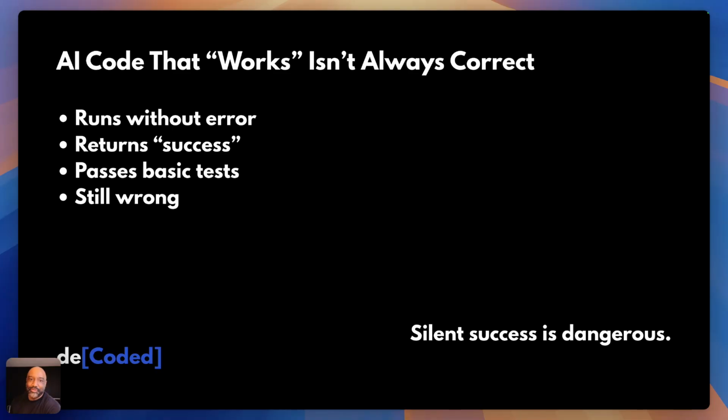AI-generated code often runs without errors. You get a return of success, it passes basic tests, but it doesn't mean it's correct. The most dangerous failures are silent. Silent inserts, broken row-level security policies, schema drift, and no one notices until production. Silent success is dangerous, and that's the problem we're solving today.